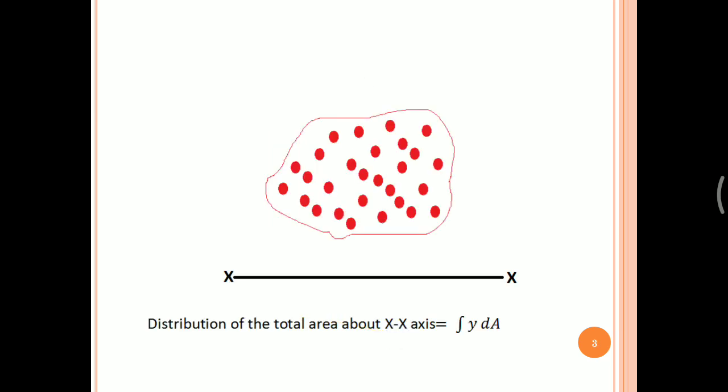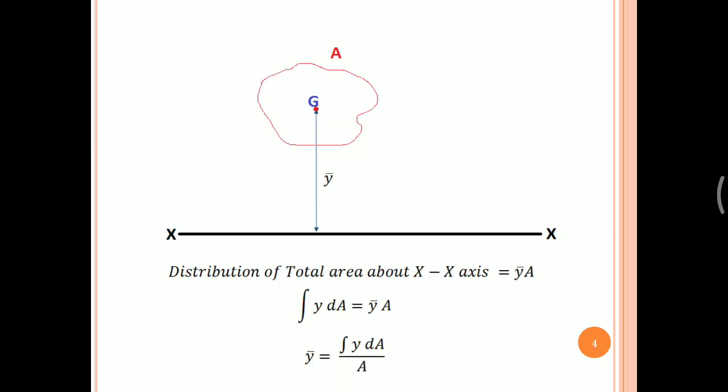Now, comparing this with the previous equation that we obtained by disintegrating the entire area into a number of elements, here we have obtained the equation by considering the area as a single element. Now, the LHS of these two equations are the same, so we are equating the RHS, and so we get integral y dA is equal to y bar into A. So by rearranging this equation, I can say y bar, which is the distance of the centroid from the x axis, is integral y dA by A.